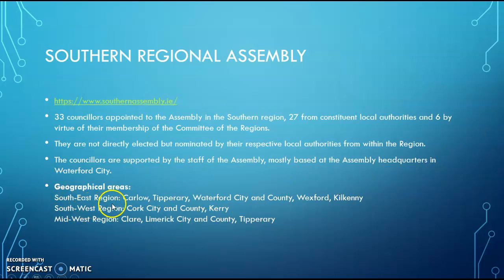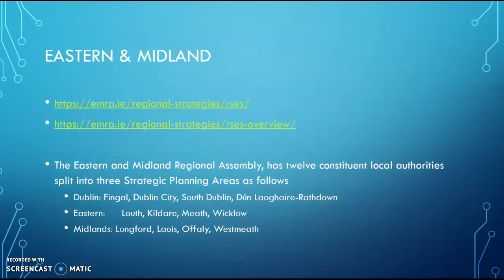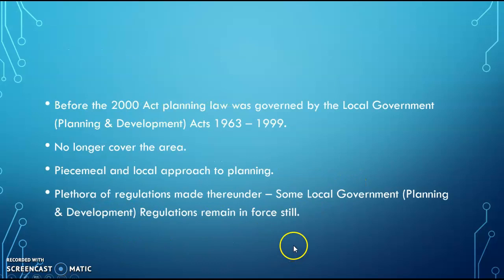So the geographical areas within the Southern Regional Assembly are the South East Region, so Carlow, Tipperary, Waterford, Wexford, Kilkenny; the South West Region, Cork and Kerry; and the Midwest, Clare, Limerick and County Tipperary. And then you have the North and West Regional Assembly, so these are all the county councils in the North and Western Region. Similar to the Southern Regional Assembly, similar structure, and then similarly for the Eastern and Midland, for that other third, which we are in, Athlone here. And so the Eastern and Midland Regional Assembly with its representatives from Dublin, from Eastern and from Midlands counties.